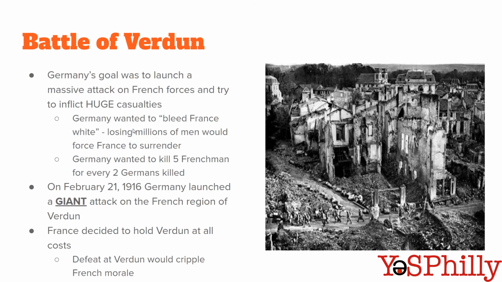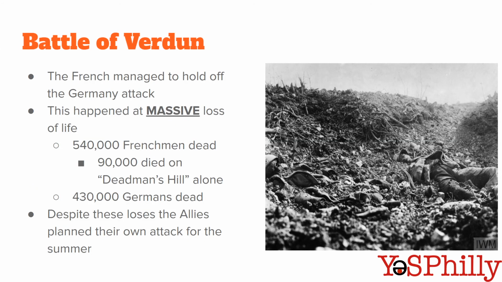All right. Now, here we go. The French managed to hold off the German attack. But this came at a massive loss of life. 540,000 French men died. That's half the population of Philadelphia of 1 million. 540,000 Frenchmen died. 90,000 were killed in one part of the battle known as Dead Man's Hill alone.